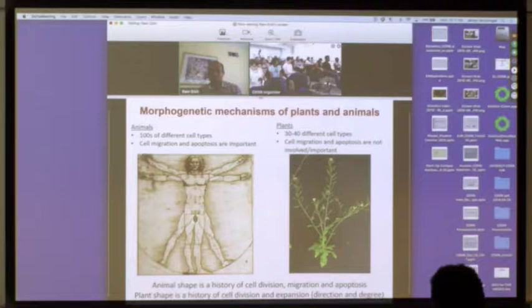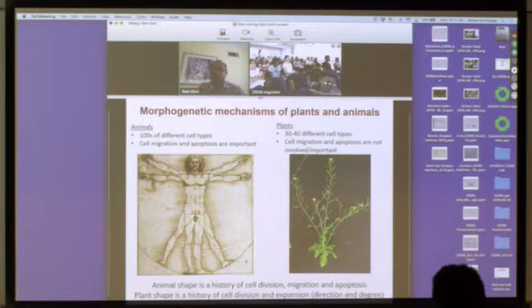In contrast, the shape of a plant, such as this Arabidopsis plant, a very popular plant model system, sort of the mouse of the plant world, you'll see here a lot about Arabidopsis during boot camp and the retreat. So the shape of the plant is a history primarily of cell division, so when and where cell division occurs in the plant, and cell expansion. Particularly, this is the direction or the axis of cell expansion and the extent or degree of cell expansion. So keep that in mind as we go along.